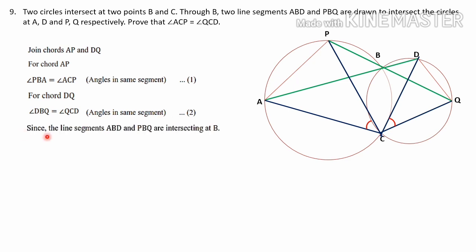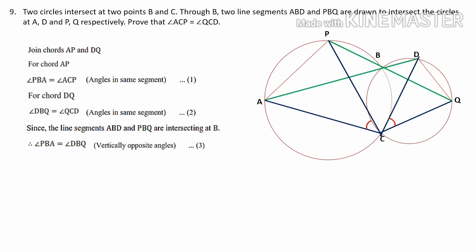Then the line segments ABD and PBQ are intersecting at B. You can see here, one angle is here and one angle is here. These two angles are vertically opposite angles, so they are equal. So angle PBA is equal to angle DBQ, because they are vertically opposite angles.